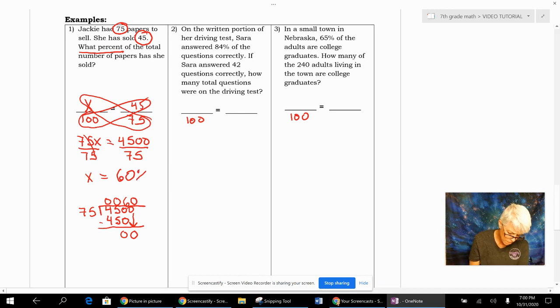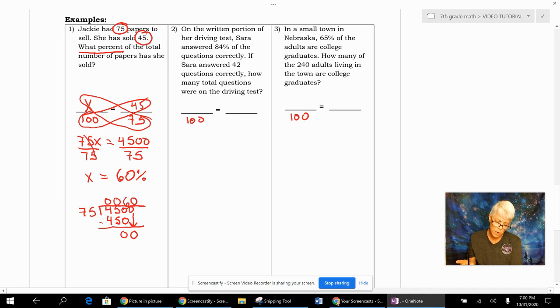Let me give you an example. If you ate half of my pizza, you ate 50% of my pizza. But if you just say 50 pizza, that sounds like you ate 50 whole pizzas. So the percent sign is an important symbol, so don't forget it, or you could be counted as an incorrect answer. Let's look at the next one.